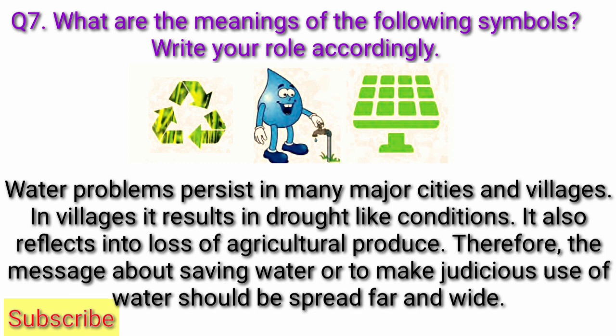Water problems persist in many major cities and villages. In villages, it results in drought-like conditions. It also reflects into loss of agricultural produce. Therefore, the message about saving water or making judicious use of water should be spread far and wide.